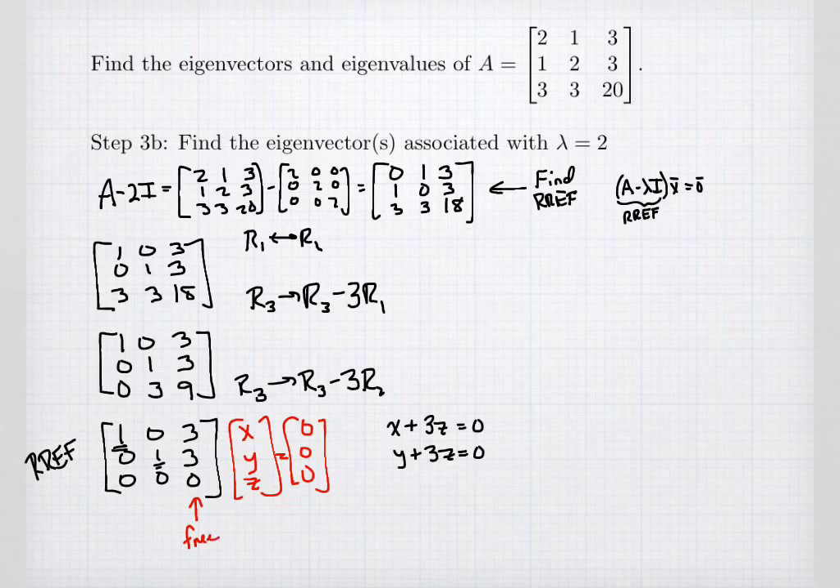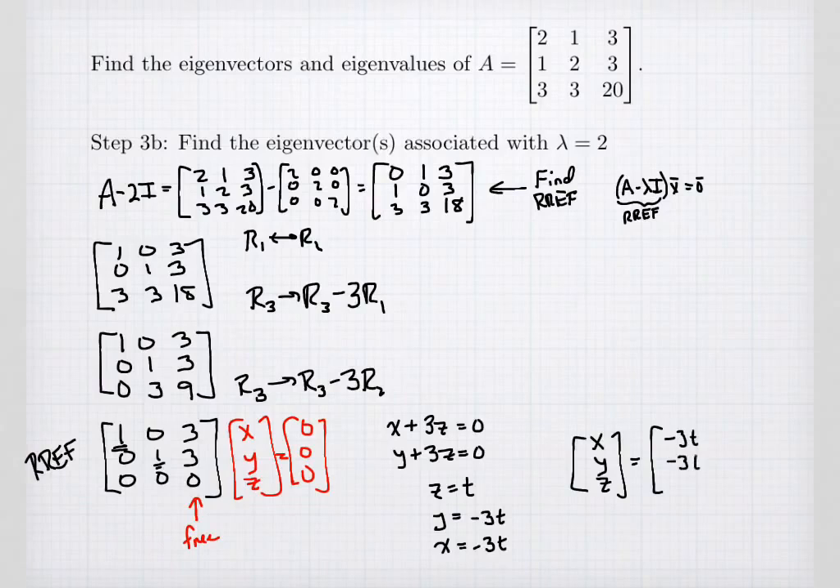So we can say, alright, my z is free. We'll give it a parameter t that allows me to solve for y and for x. And my solution vector, x, y, z, has to be of the form negative 3t, negative 3t, and t, that I can factor out the t, negative 3, negative 3, 1, and that tells me what my eigenvector is.